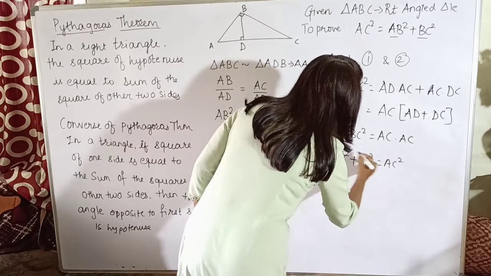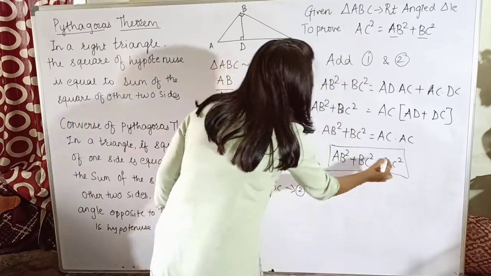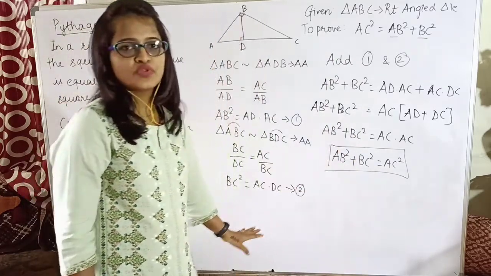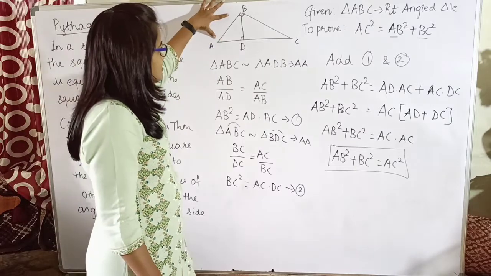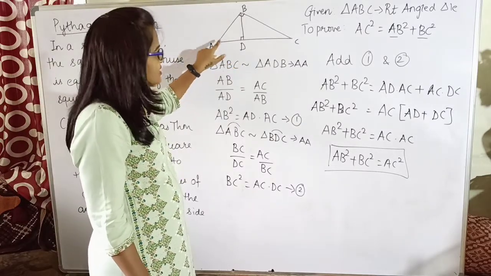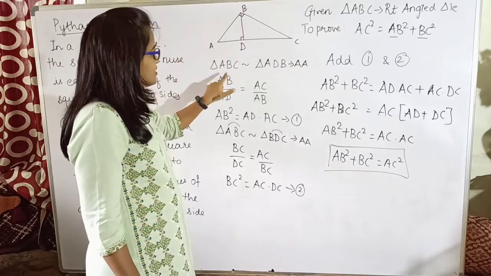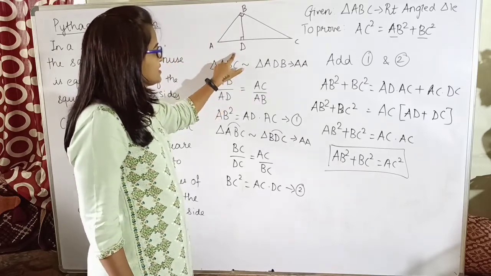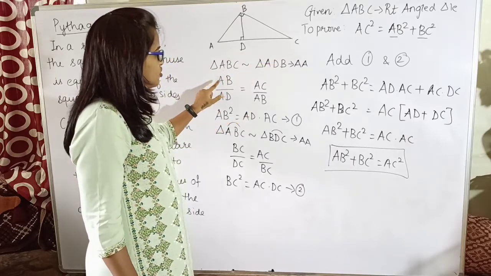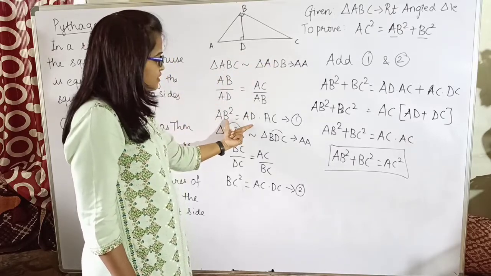So as you can see, we have proved that the square of the hypotenuse is equal to the sum of the squares of the other two sides. Okay, so pretty easy. Taking outer triangle ABC similar to ADB first by AA similarity, hence AB by AD is equal to AC by AB. Cross multiplying, taking equation 1.